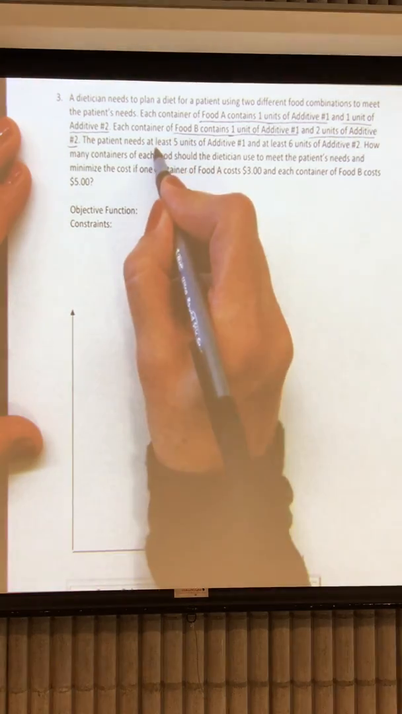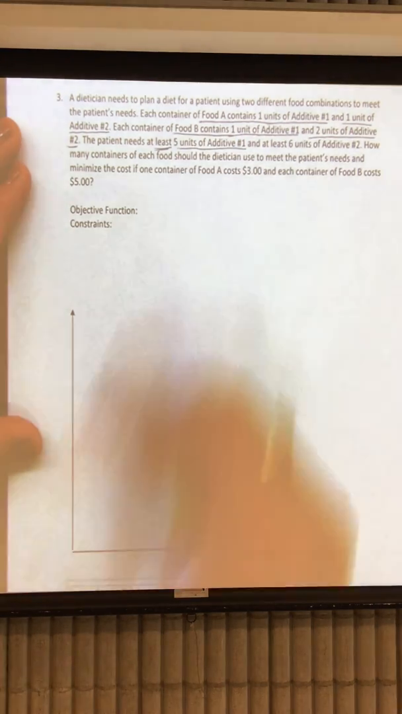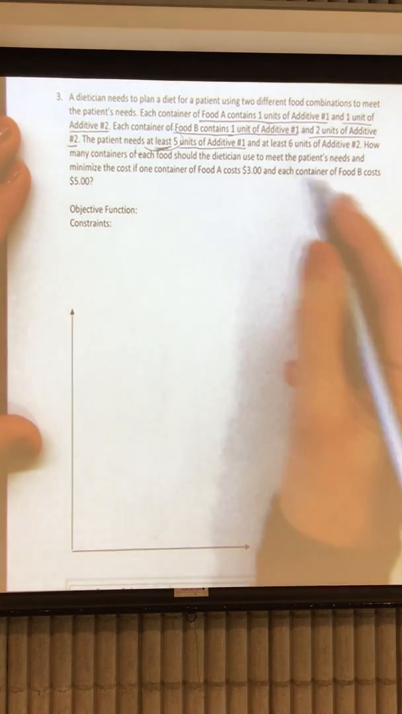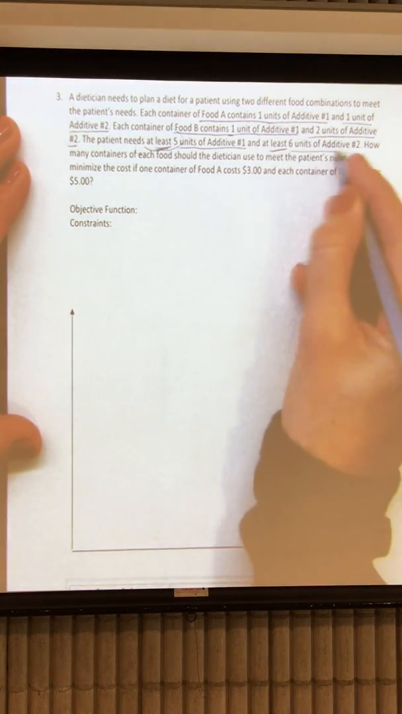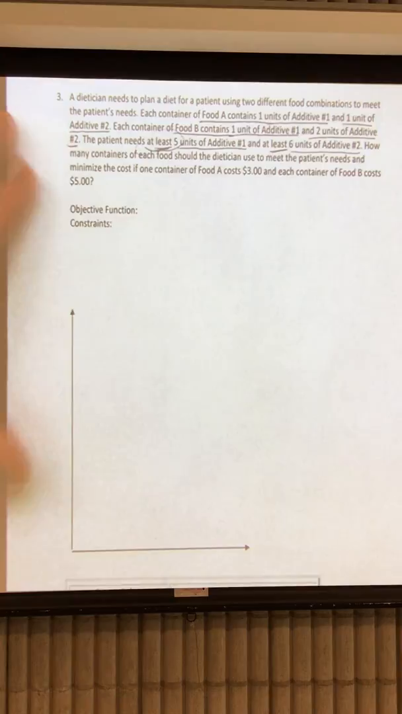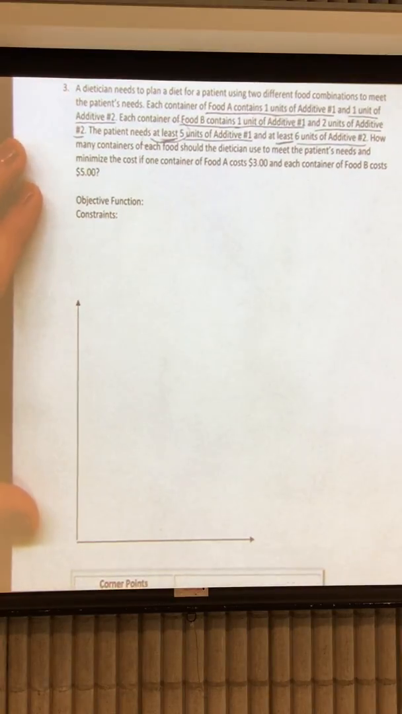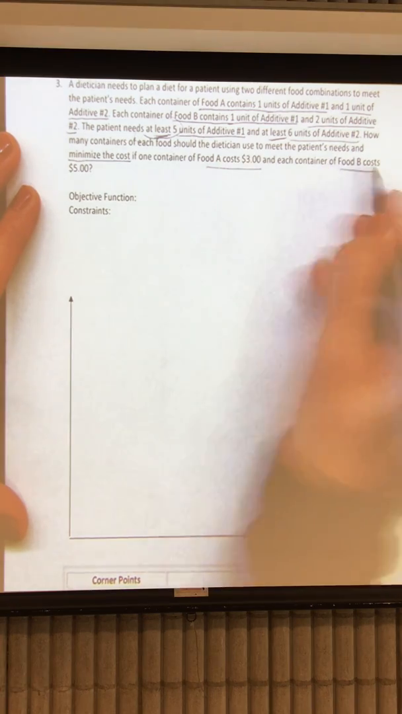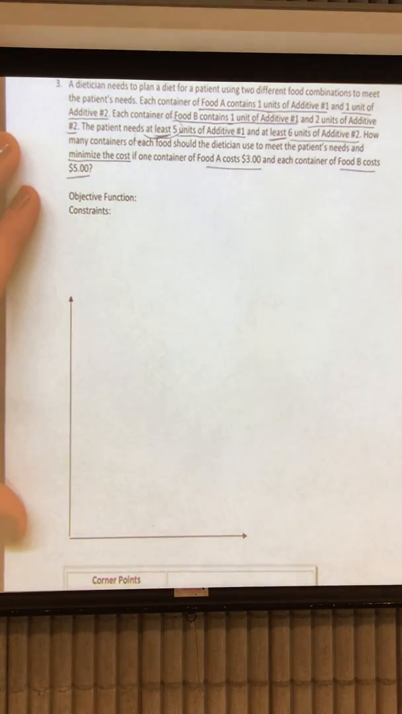The patient needs at least 5 units of additive 1. So again, we know at least is our inequality. And at least 6 units of additive 2. How many containers of each food should the dietitian use to meet the patient's needs? And find the minimum cost if food A costs $3 and food B costs $5.